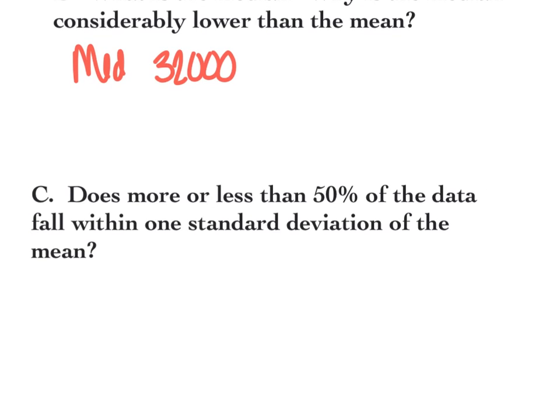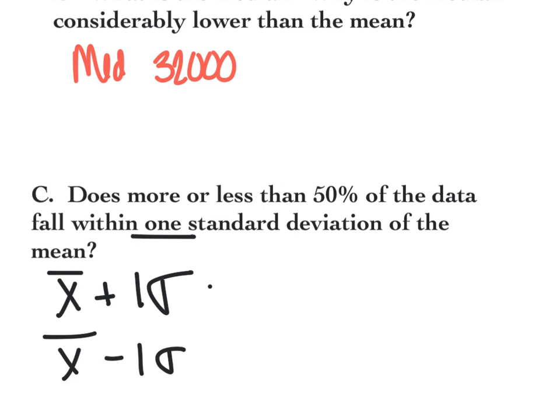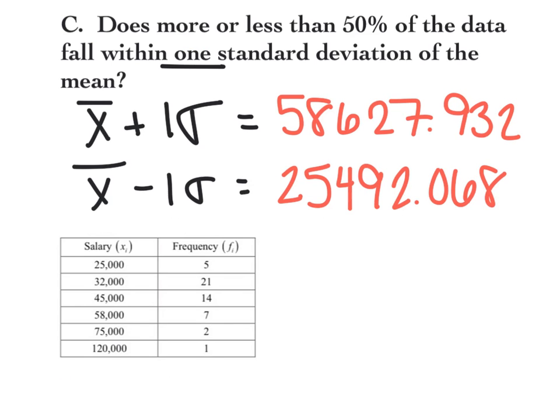Part C. Does more or less than 50% of the data fall within 1 standard deviation of the mean? Well, you can't answer that question until you find it. So you take your mean, and notice it says 1 standard deviation. You add the 1 standard deviation, and you subtract it. You're always going to do both. So take your mean, add your standard deviation. So when I went 1 standard deviation, again, I added it and subtracted it.